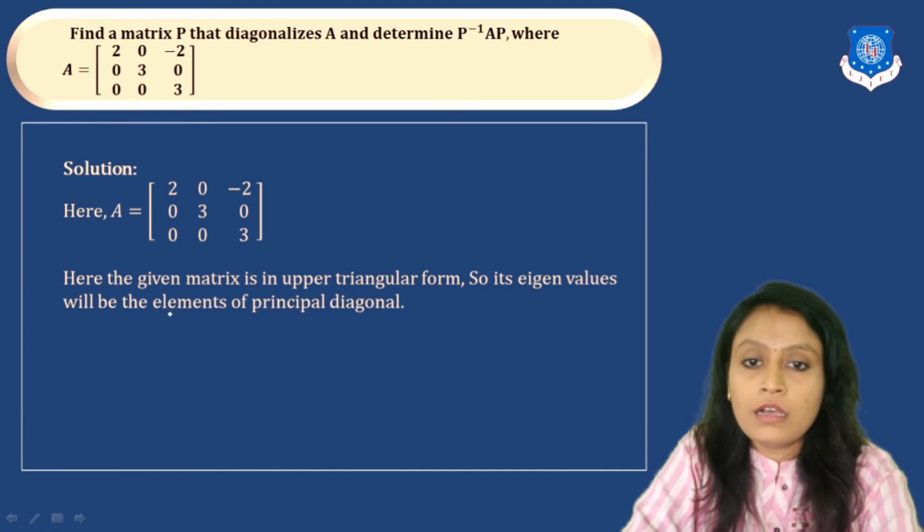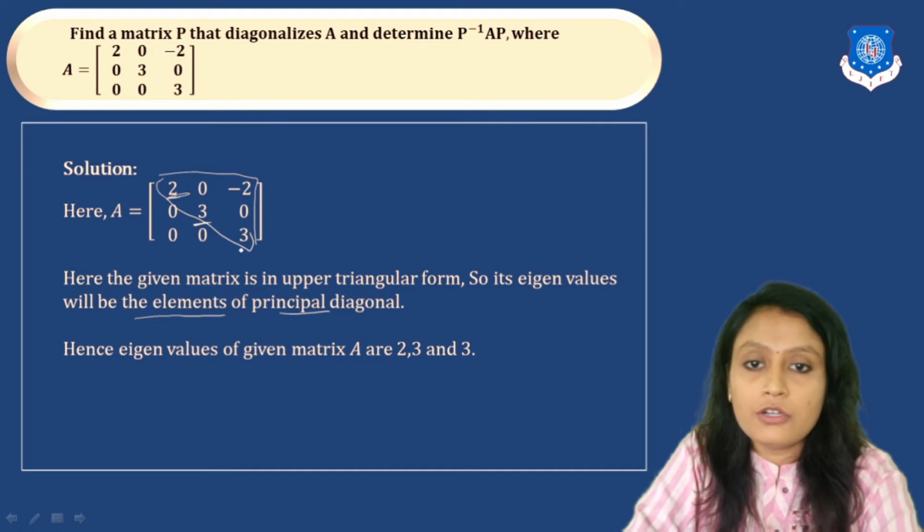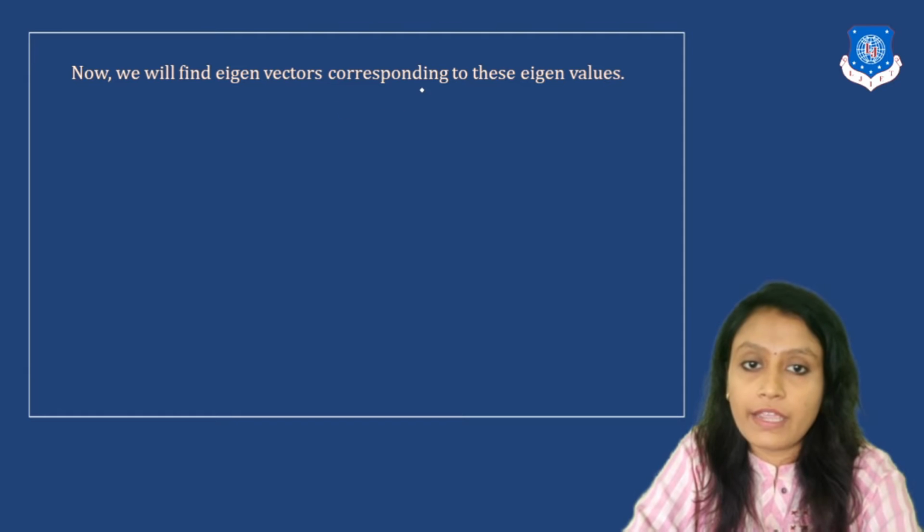Firstly we can see that this matrix is an upper triangular matrix, right? We have a triangle form here. Now we have this property that if we have an upper triangular matrix, the eigenvalues will be its principal diagonal elements. The principal diagonal elements are 2, 3, 3, so the eigenvalues of this matrix are 2, 3, 3. Now we will find eigenvectors corresponding to these eigenvalues.